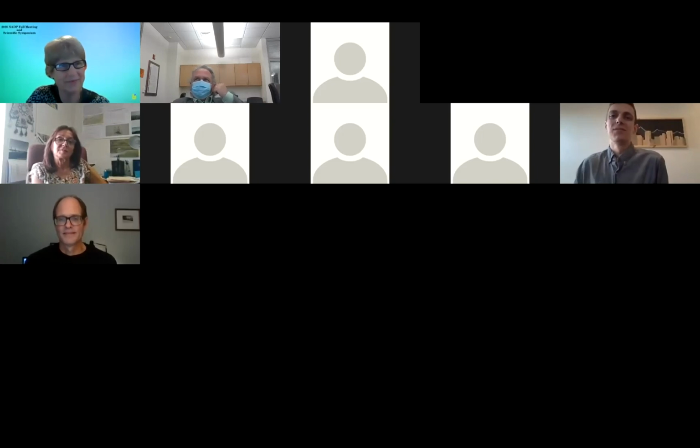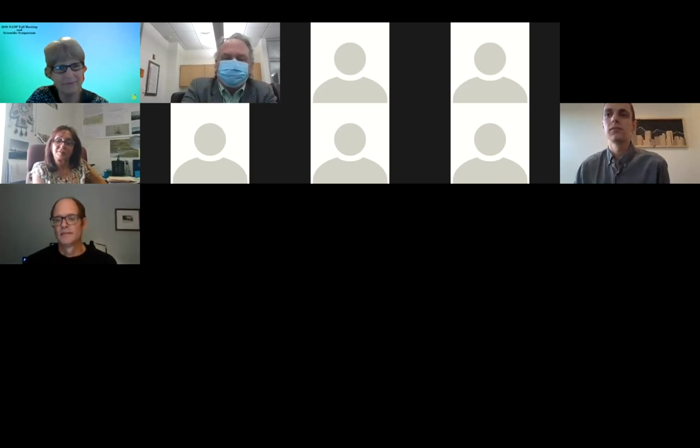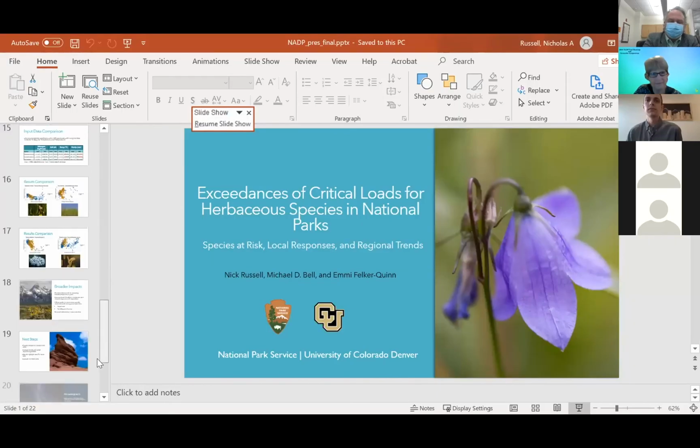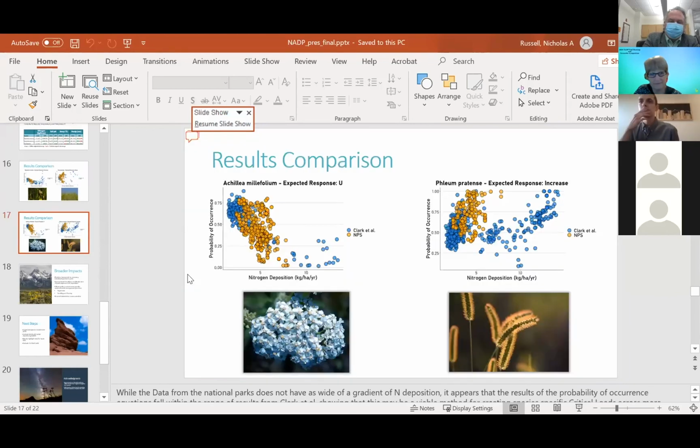Great. Nick, this is Mike. The Phleum figure made it look like there were two distinct relationships occurring there when you had all the points together. Have you looked at the spatial distribution of those to see if it's spatially relevant? Because you have the steep points at the beginning, then a softer slope on the outside. Yeah.